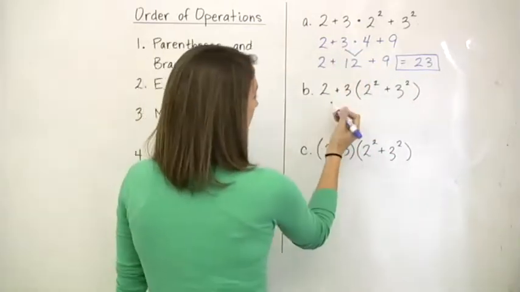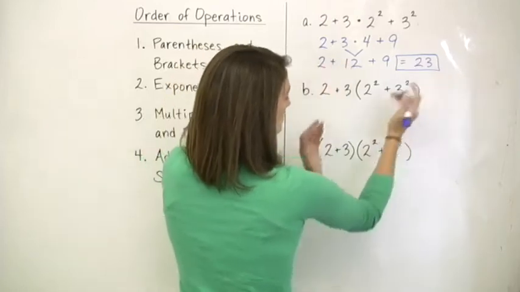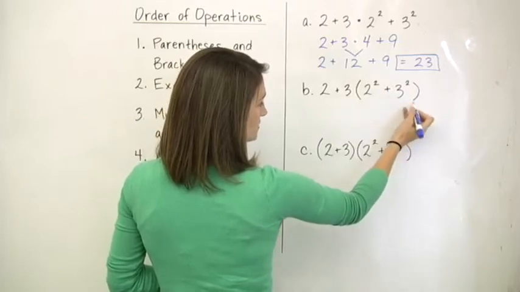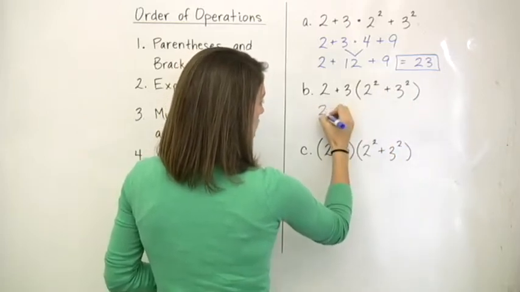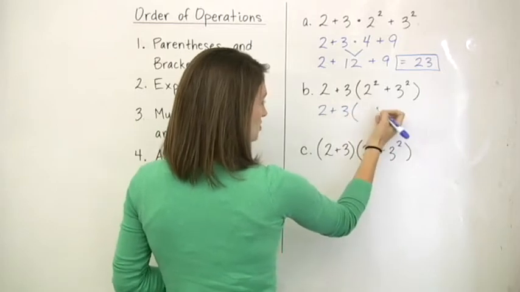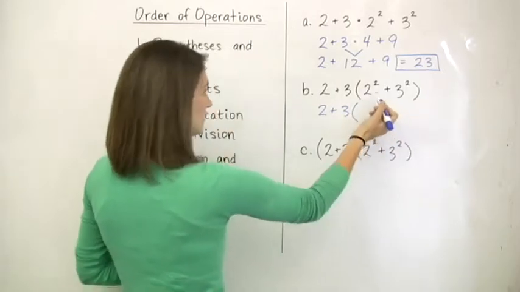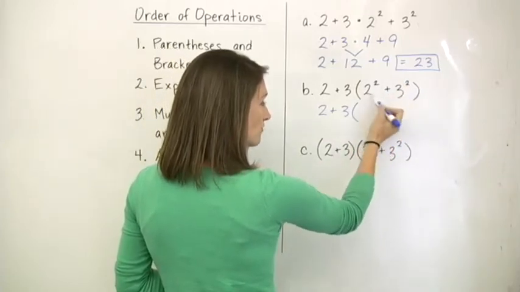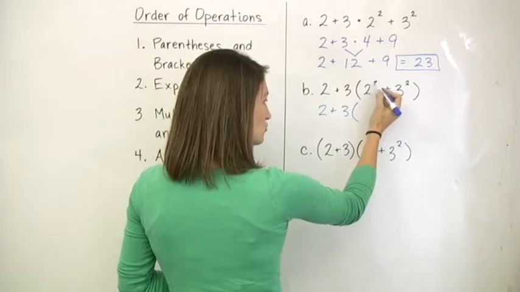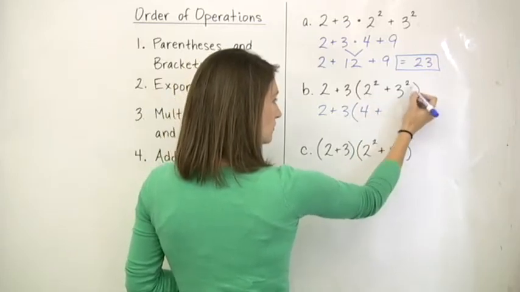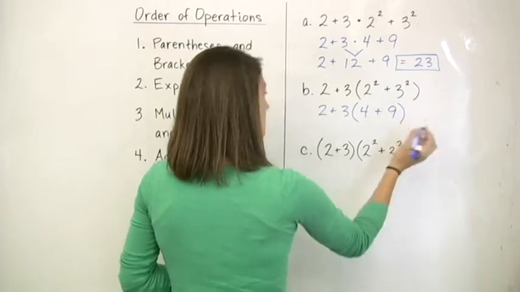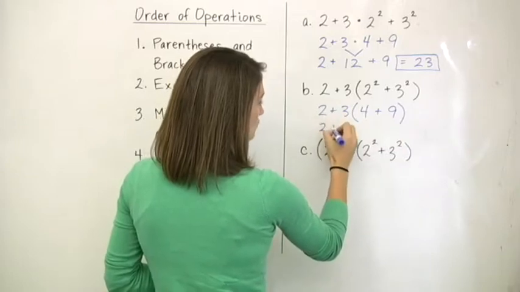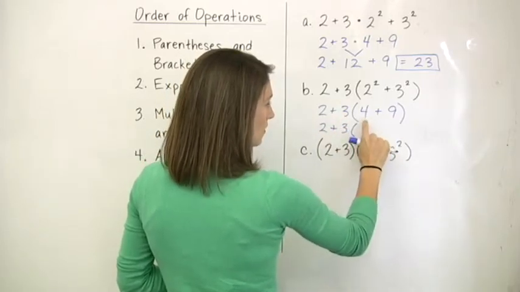The second problem here, we have 2 plus 3 times the quantity 2 squared plus 3 squared. So we're going to look inside our parentheses first and work this math. So we have 2 plus 3, we're not going to work with that just yet, inside our parentheses. Then we can use our order of operations within these parentheses, and we're going to work our exponents before we find the sum. So we find 2 squared, which is 4, plus 3 squared, which is 9. Now we're still working inside our parentheses to simplify this as much as we can. So we have 2 plus 3 times the sum 4 plus 9.